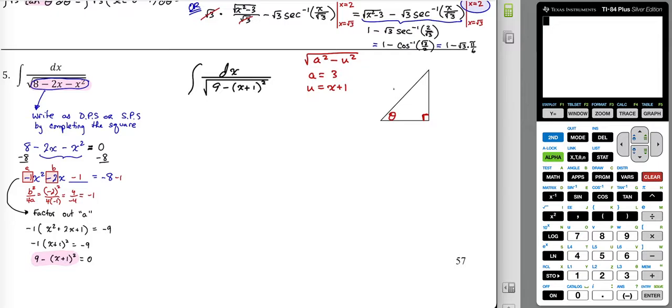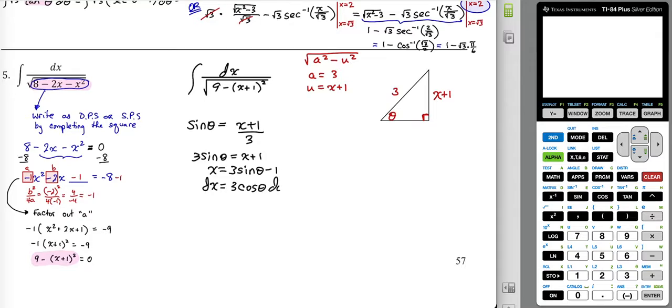All right, so if I put the a value as the hypotenuse and the x plus 1 as one of the missing sides, I could put it here, which would create a cosine ratio, or I could put it here, creating a sine ratio. I prefer the sine ratio. So I'd say sine of theta is equal to x plus 1 over 3. So 3 sine theta is x plus 1, making x equal to 3 sine theta minus 1. Differentiate, I get 3 cosine theta d theta.